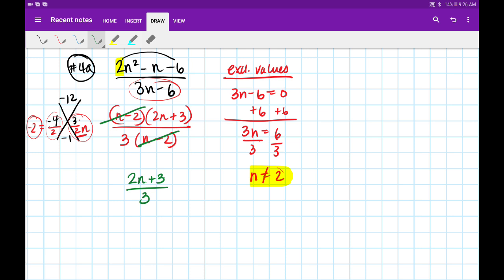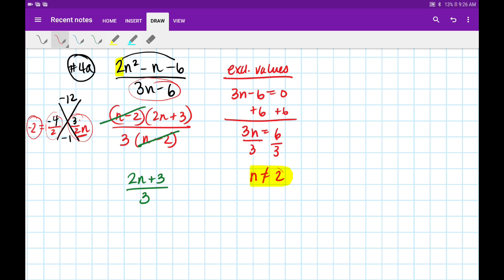Do these 3's cancel? Heck no. Not allowed. This plus sign is prohibiting us from doing that. Plus, we've got invisible parentheses, and we cannot just cancel through our parentheses because parentheses come first before division. So this is our final answer.